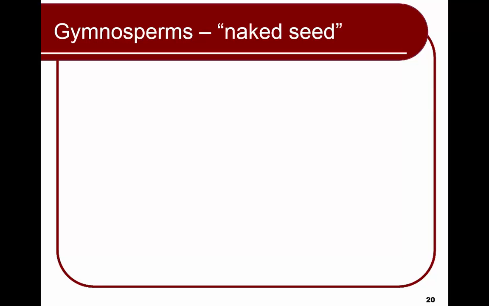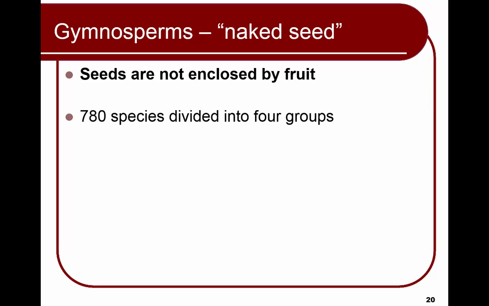Now, gymnosperms, gymno means naked. So gymnosperms have a naked seed. Their seeds are not enclosed by fruit. There's about 780 species, and we divide these into 4 groups. We have conifers, which we have 575 species that bear cones.